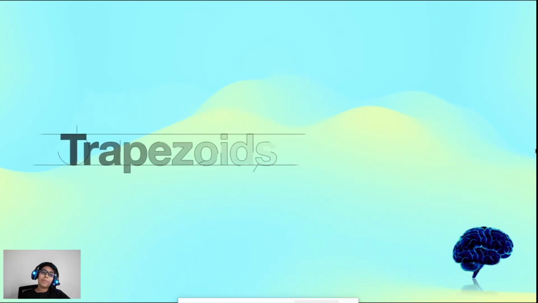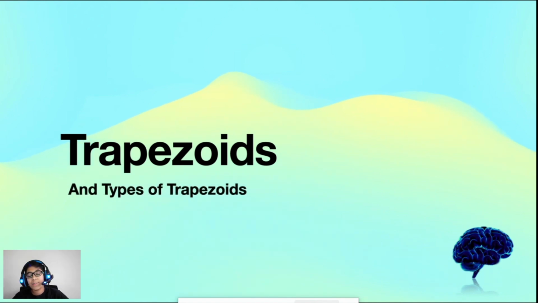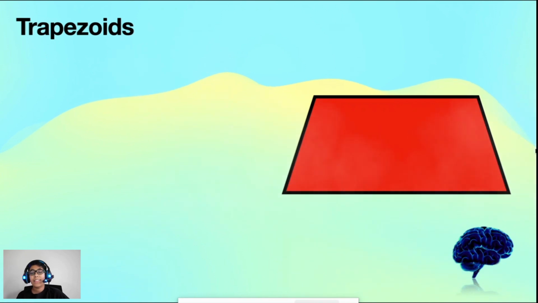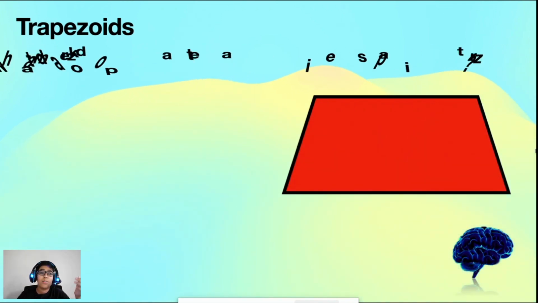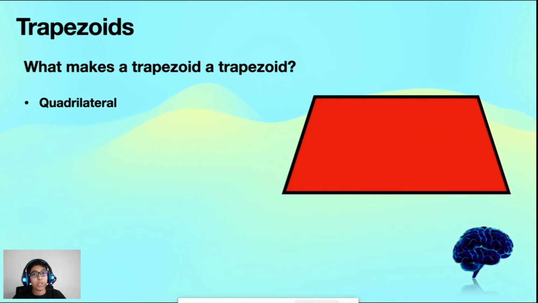Today we're going to be talking about trapezoids and types of trapezoids. Okay, so let's get started. So this is a trapezoid, but why? In other words, what makes a trapezoid a trapezoid? Well, first of all, it has to be a quadrilateral, which is a four-sided shape.